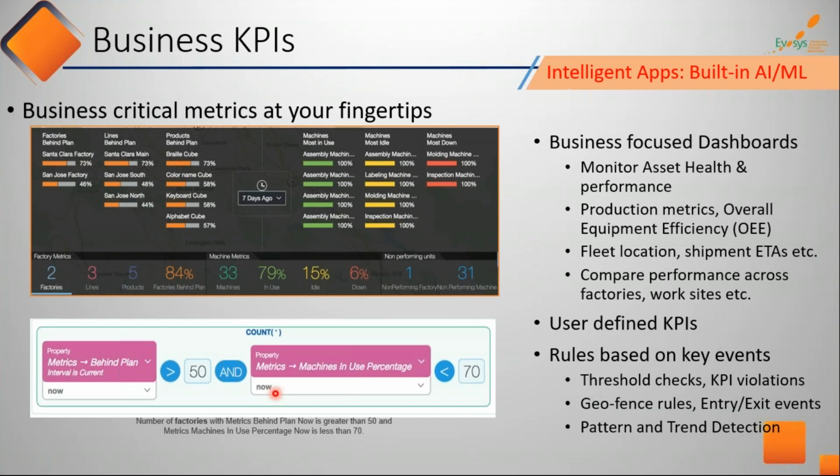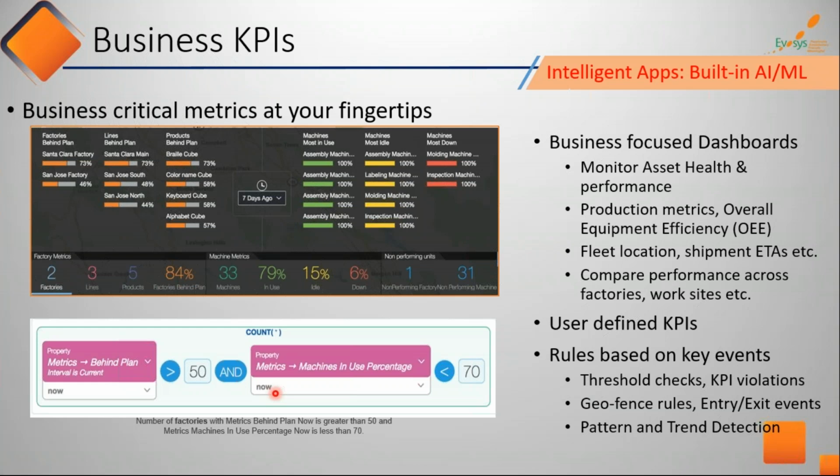So these applications come with built-in business dashboards, which will help you monitor your asset health and performance. It gives you production metrics like overall equipment efficiency. It helps you see the real-time location of your fleet, your ETAs for your shipment to deliver, and compare performance with, let's say, if you have a production monitoring cloud, it helps you see the performance of each of your factories, each work site. So you get critical business metrics at your fingertips, in a dashboard which has been created within each application.